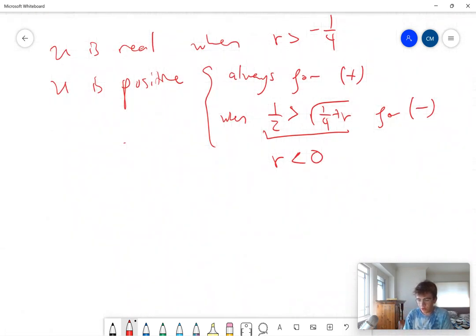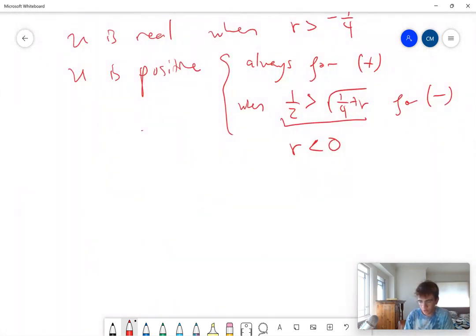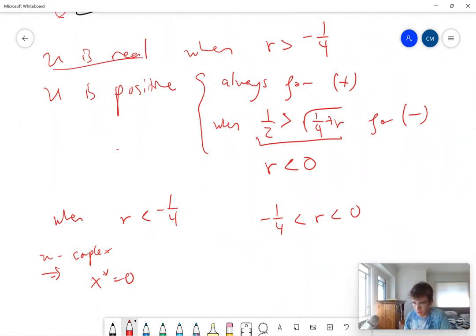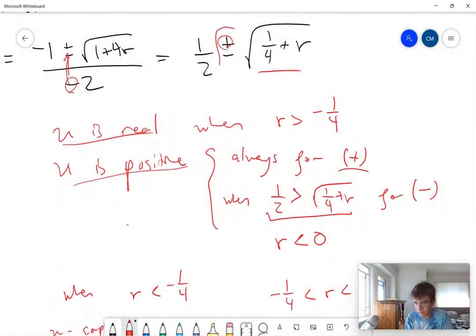So essentially, summarizing this analysis, when r is less than negative 1/4, we are only going to have one root, so u is complex. Thus, the only fixed point is just at 0. When r is between minus 1/4 and 0, all of a sudden u becomes real. And in fact, u is positive for the positive conjugate and for the negative conjugate, okay? Because r is still negative.